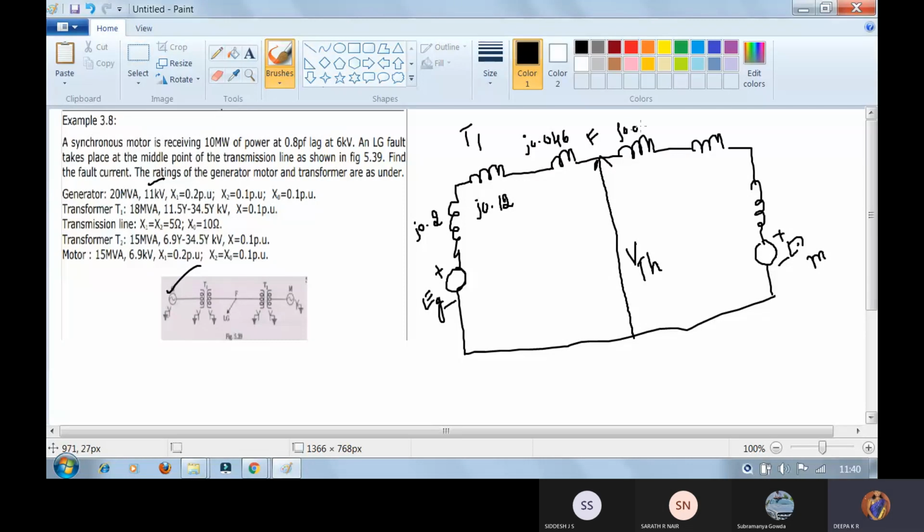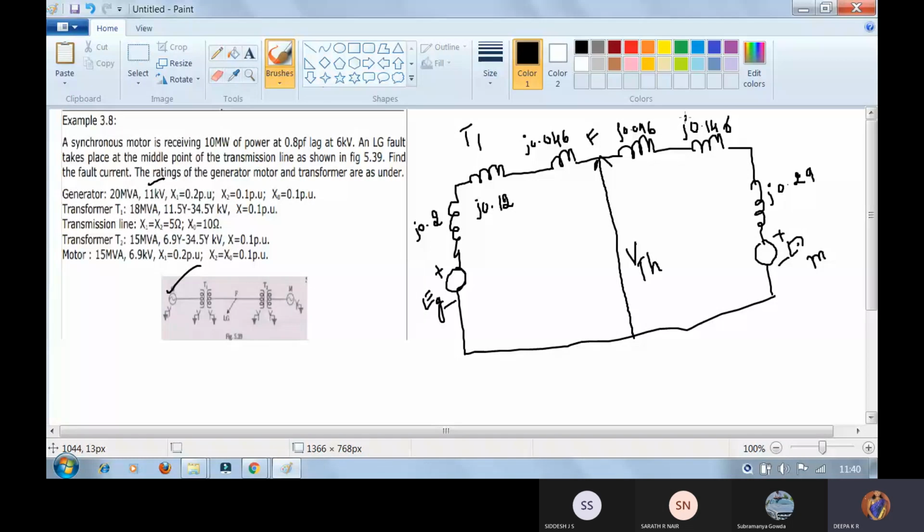Okay. Next we have transformer 2. Transformer 2 is how much? 0.146. And the motor positive sequence X1 is given as a value of J0.29, and this is the motor representation. So now we are ready with the positive sequence diagram. Any doubts here?